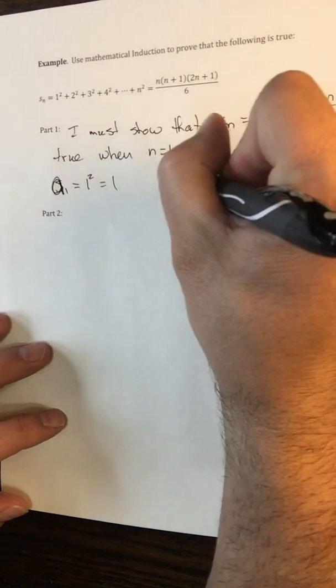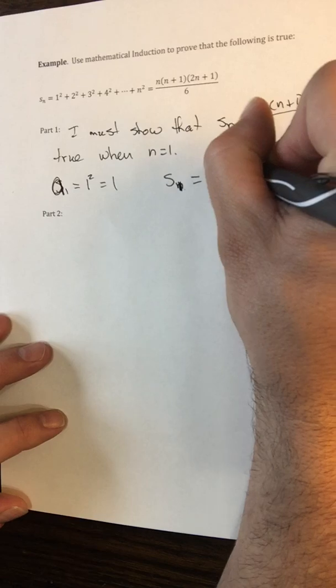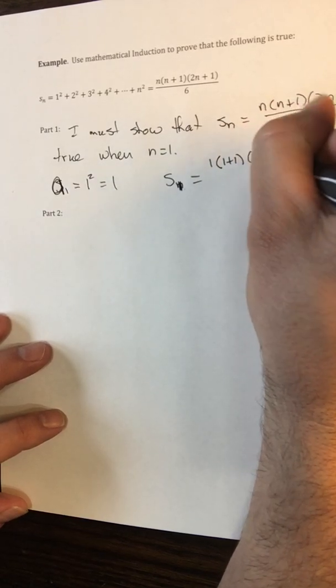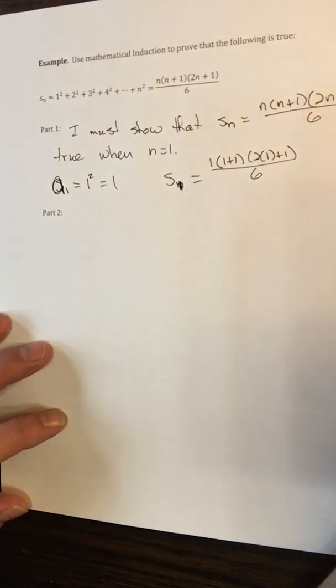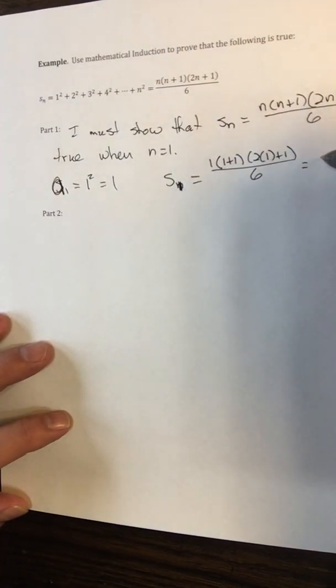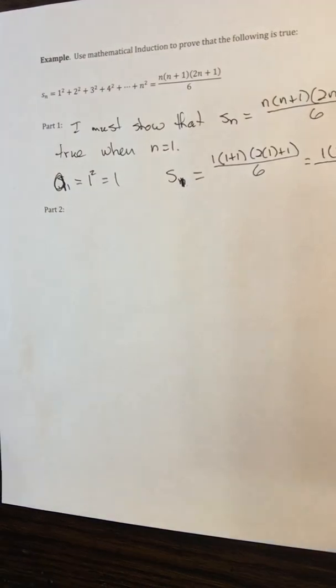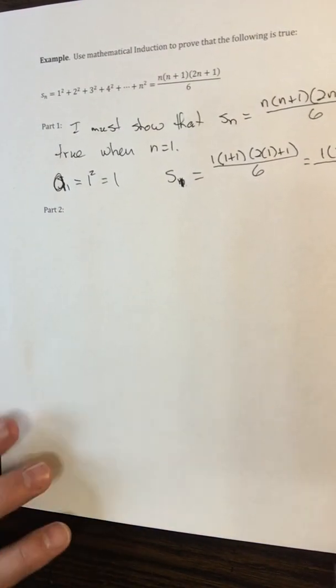And then S sub 1, we'll put a 1 there, would be 1 times 1 plus 1 times 2 times 1 plus 1 over 6. I need that to be equal to 1, or I got to shut this whole proof down, because I can't even show it's true for the first one. So that's going to be 1 times 2 times 3 over 6. That is equal to 1. We're done with part 1. We showed that we can get on the first step of the ladder. Part 2.